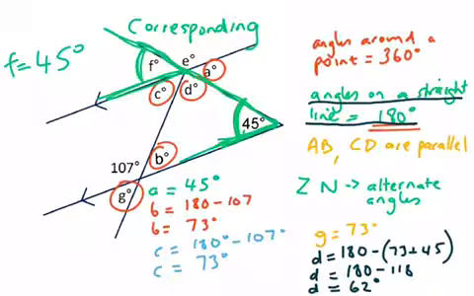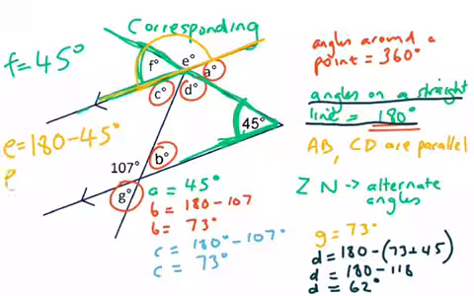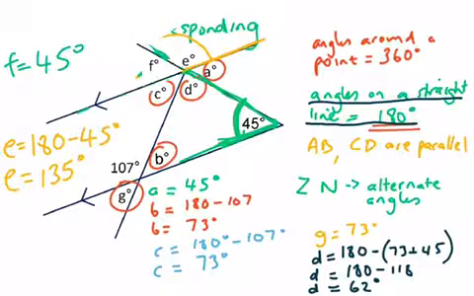Okay, so have a look. E and F are on a straight line. I'm going to use a different colour. Let's use the yellow. E and F are on a straight line. We know that angles on a straight line always add up to 180. We know that F equals 45. So to calculate E, I'm going to say E equals 180 minus 45 degrees. Okay, and we're going to say that E equals 135 degrees.